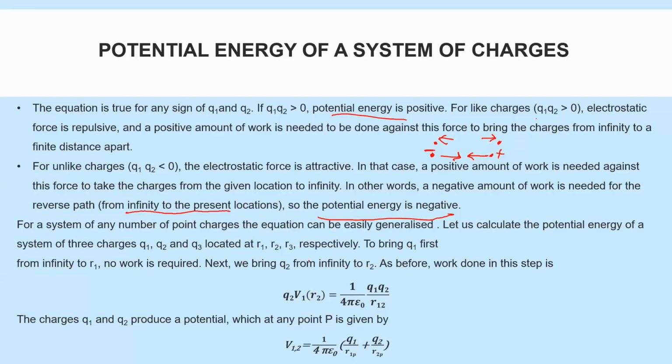If you only consider the distances given, suppose we are considering any point P. That would be Q1 by R1P plus Q2 upon R2P. Suppose we are considering the potential at any point P produced by the charges Q1 and Q2. It is going to be an addition. Superposition principle, if you remember. Using that, we are going to get this equation.